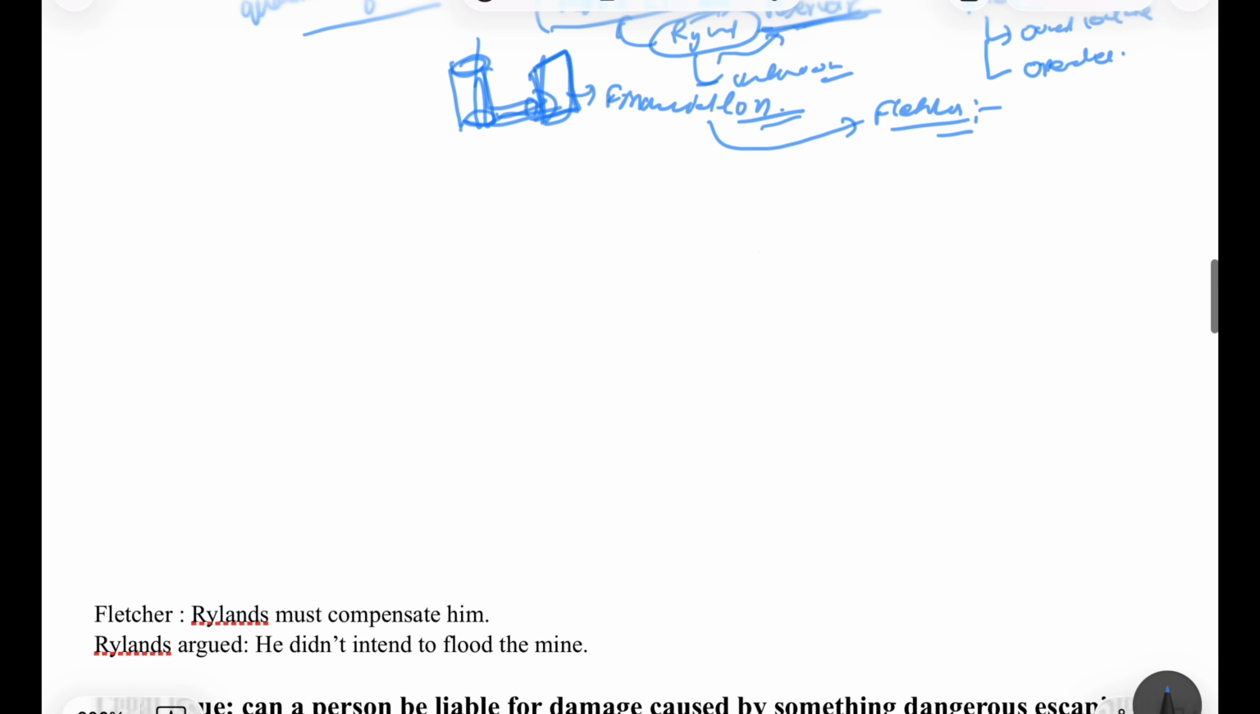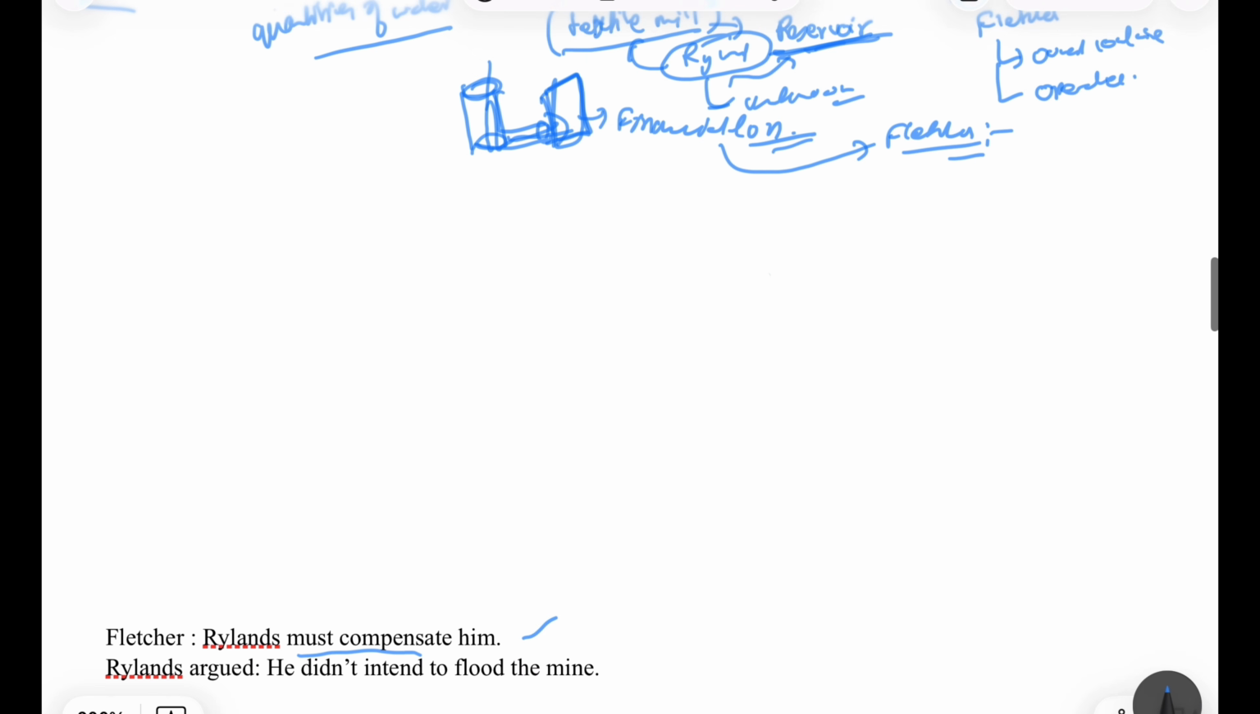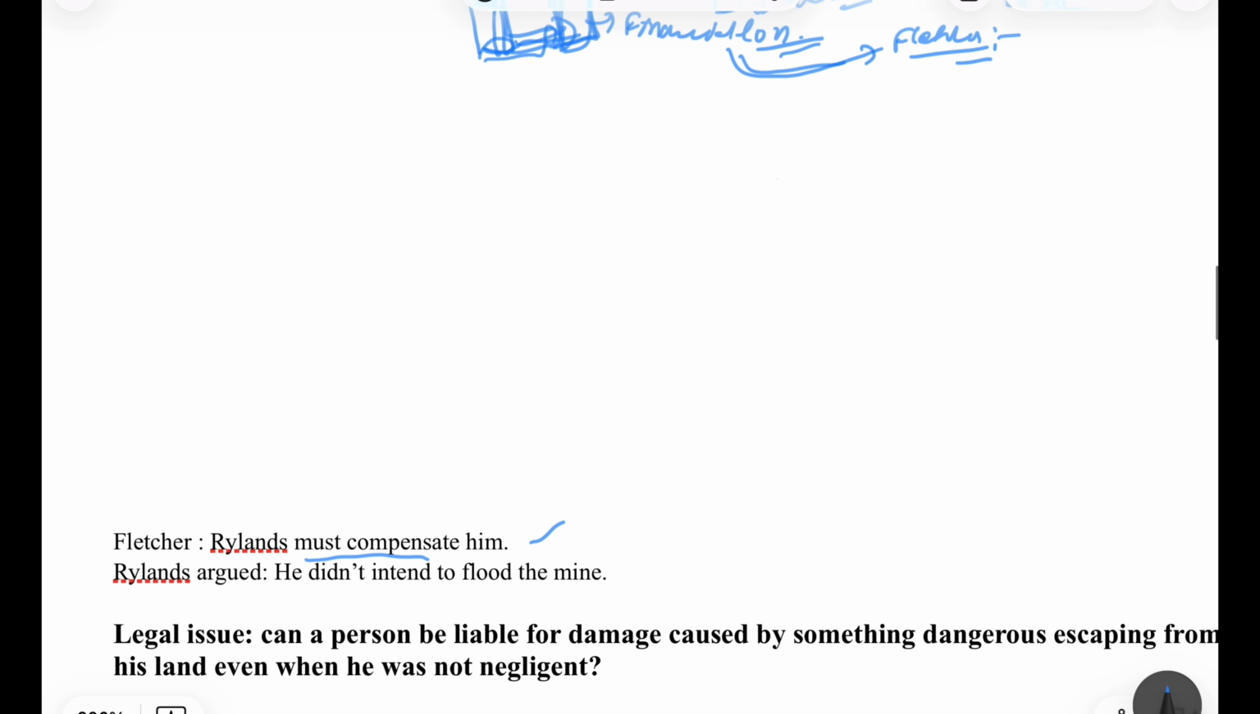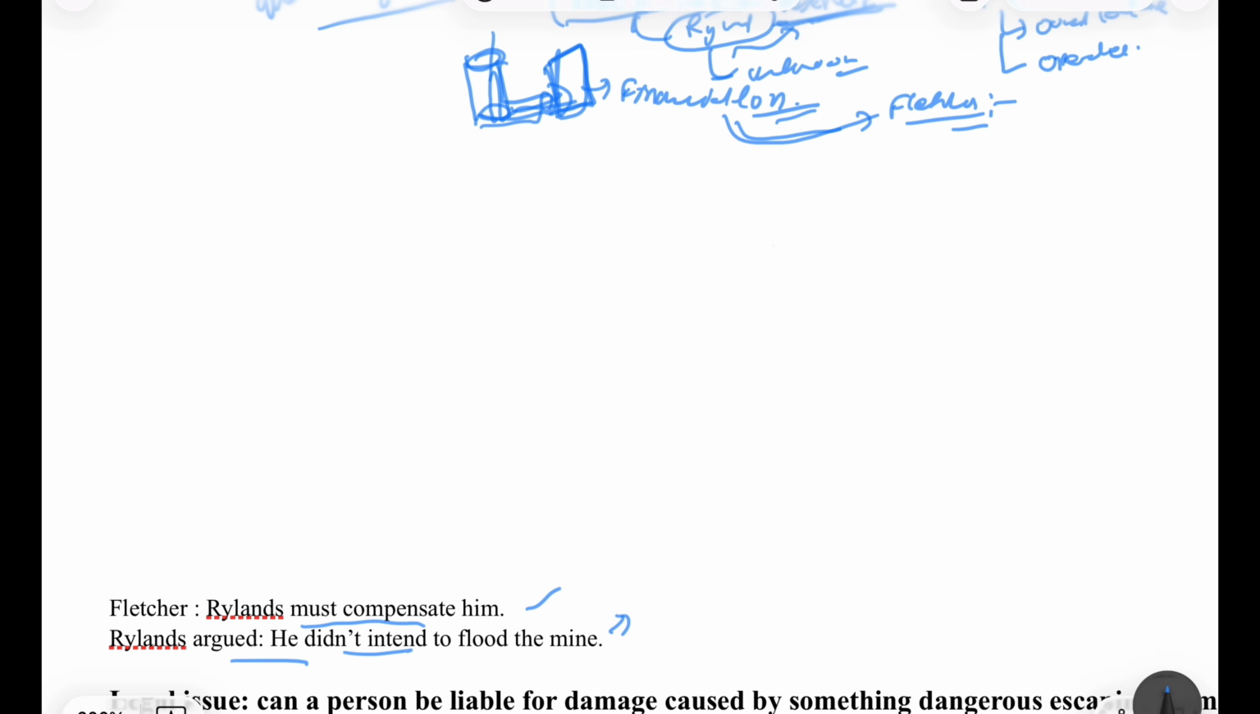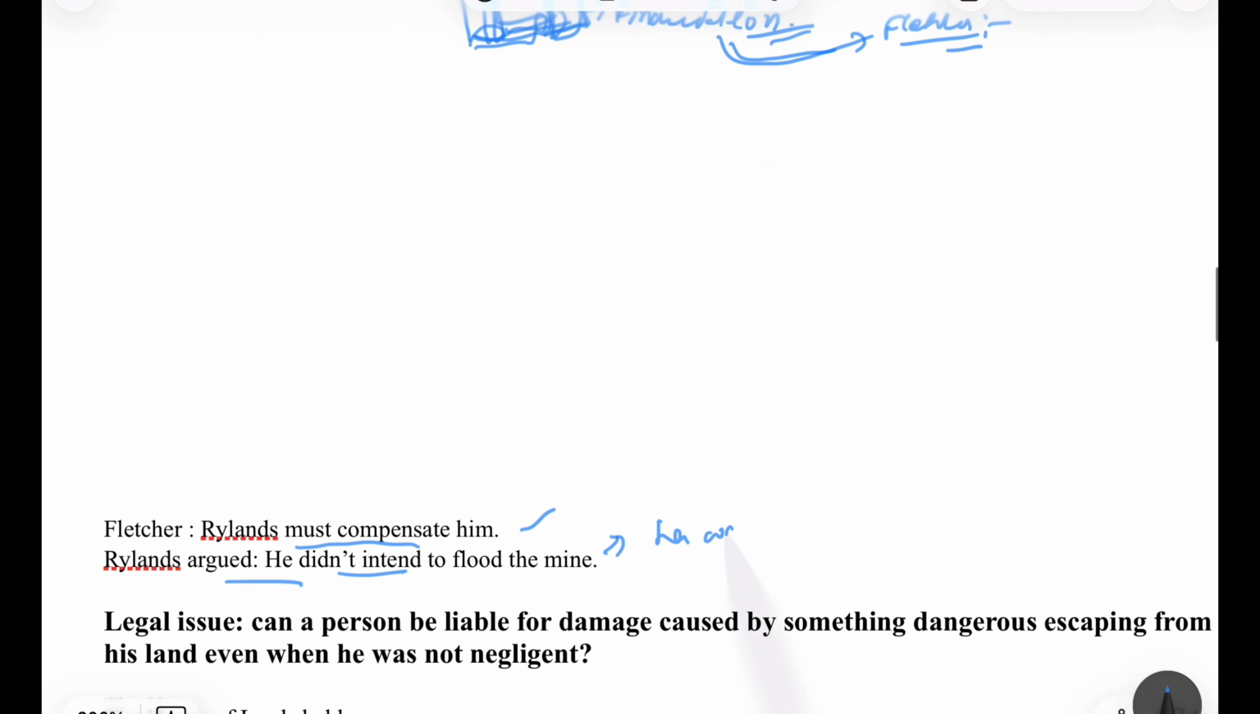What did Fletcher state? He argued that Rylands must compensate him. Why should he compensate him? He said that Ryland brought a huge quantity of water onto his land, and that escaped his premises and damaged his property, so he must compensate him. And what did Ryland argue? He said his intention was not to damage or cause financial loss to Fletcher. He had no intention and no knowledge about the abandoned shafts. So he said that he was not negligent.